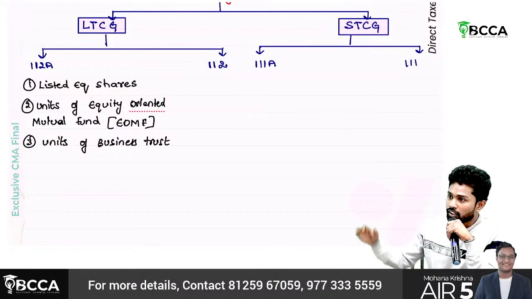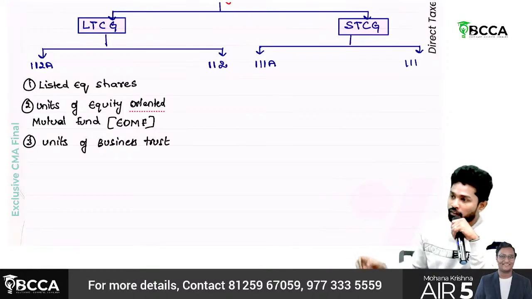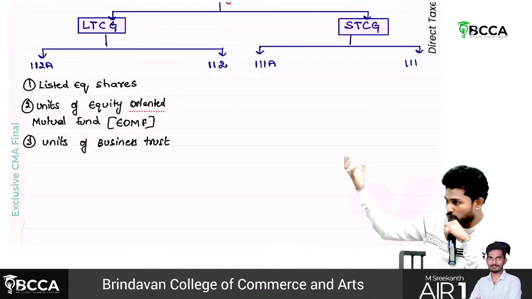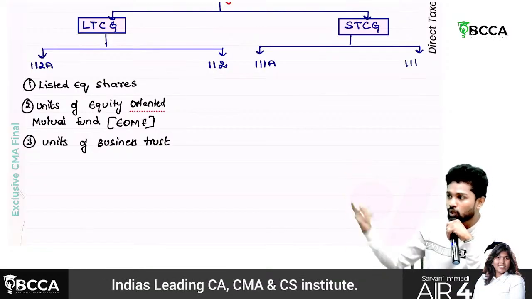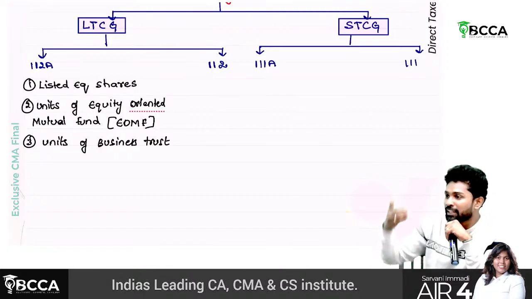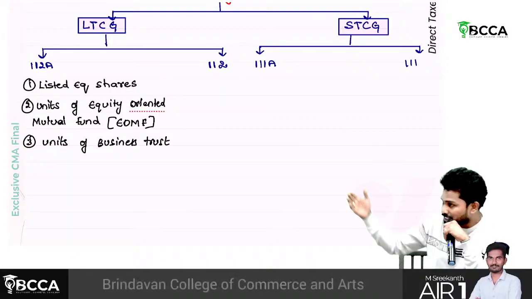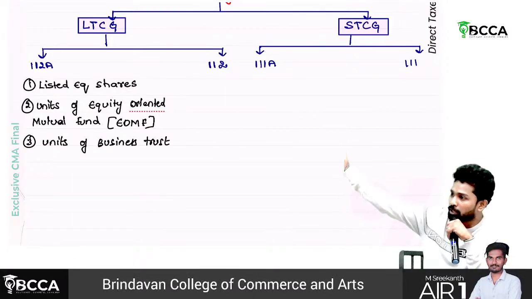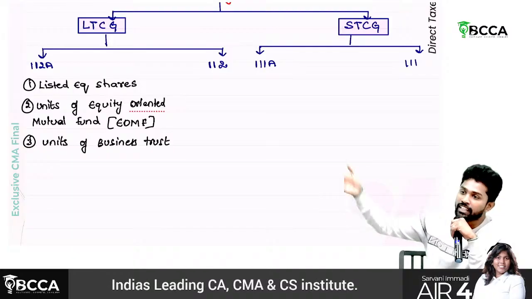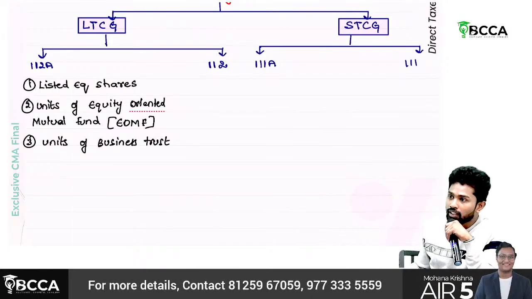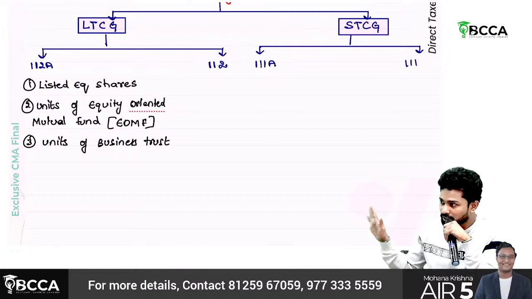Co-working spaces. One floor might be taken by Accenture, one floor might be taken by Deloitte. These trusts develop those projects and give them on rent to corporate companies, earning rental income. If you buy a unit in this trust, the trust will invest your money into developing a project. From the project they get rental income, and you get a share of that rental income. So these are the units of business trust.